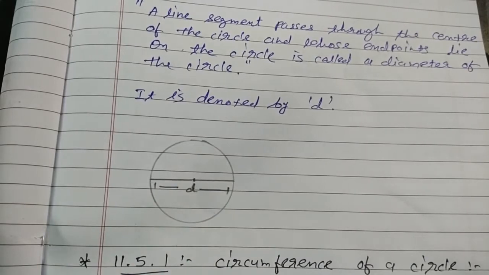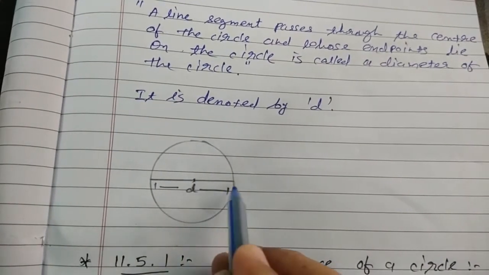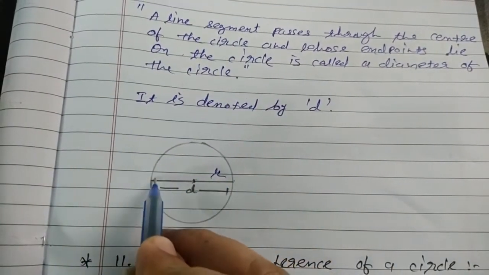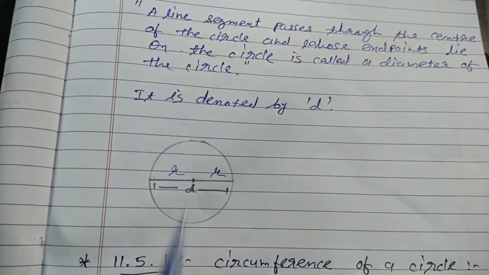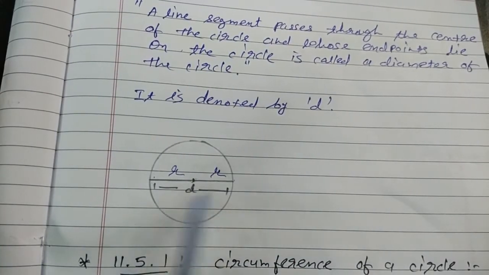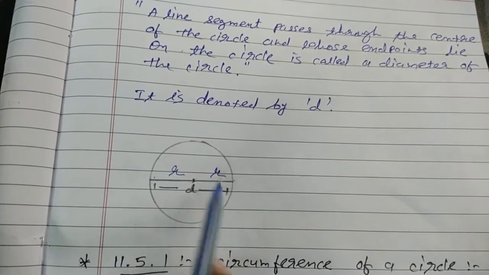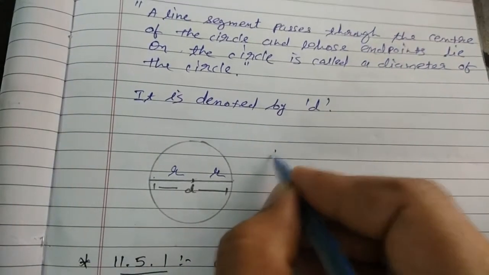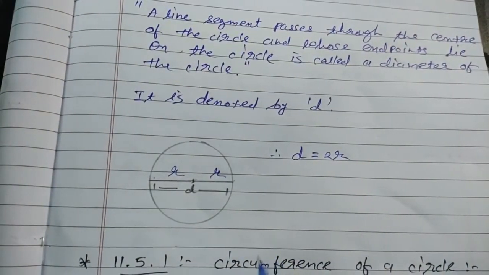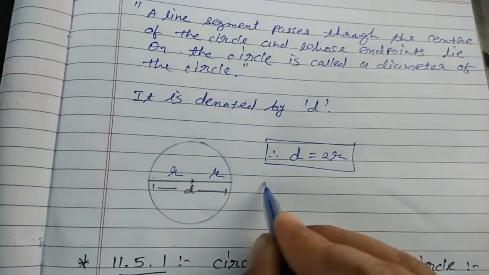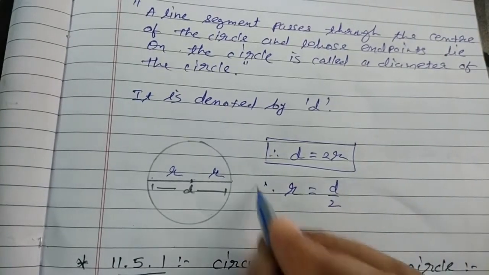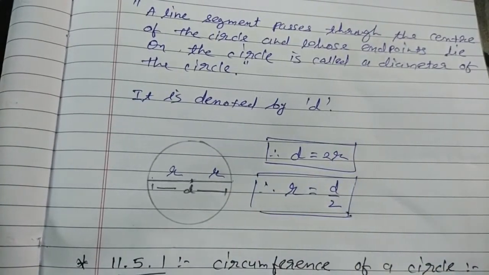Now here we can see that from this point to this point, this is called radius. Same way from this point to this point, it is radius. The length of this diameter is nothing but radius plus radius, that is 2r. That is, diameter is equal to twice the radius, 2r. And also we can write from this formula that radius is equal to diameter d divided by 2.